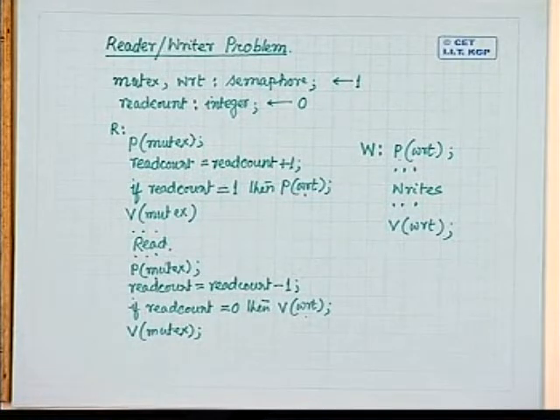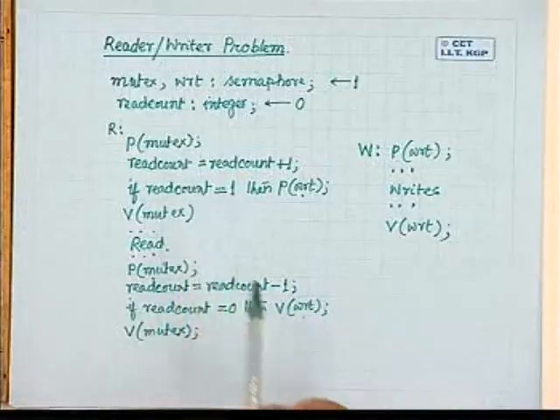This may lead to the starvation of the writer processes. Yeah, if we don't have a read semaphore, which is initialized to n, whatever the maximum number is, this does not solve the problem of starvation. It only solves the problem of mutual exclusion.